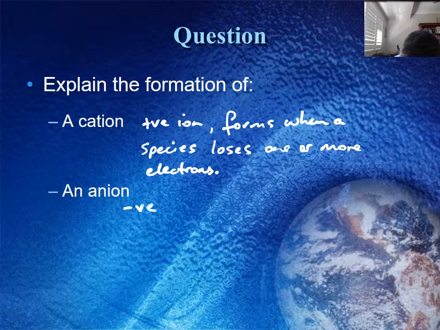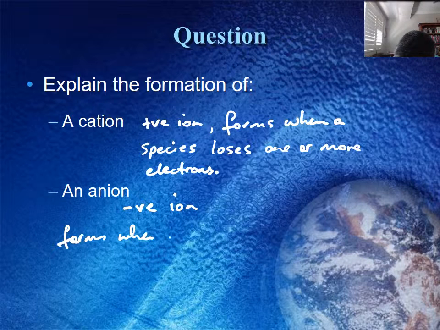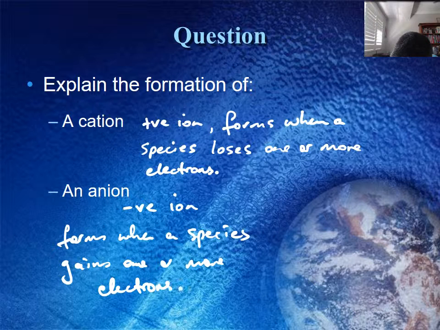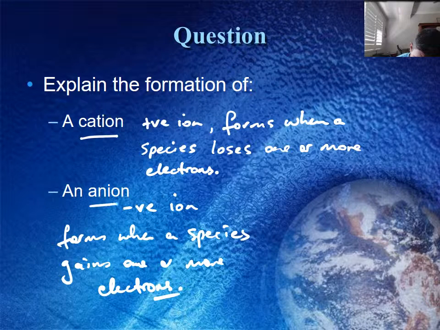An anion is a negative ion, and as a result it forms when a species gains 1 or more electrons. This sort of terminology is very important to add to your lexicon in chemistry, because being able to use terms like cation and anion are very important when you're answering questions.